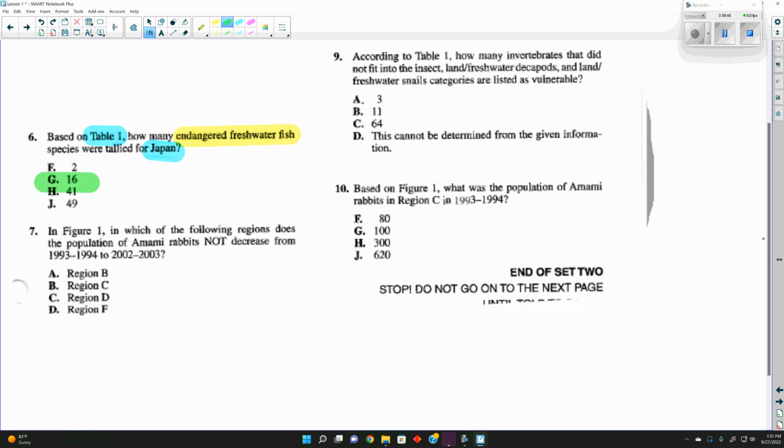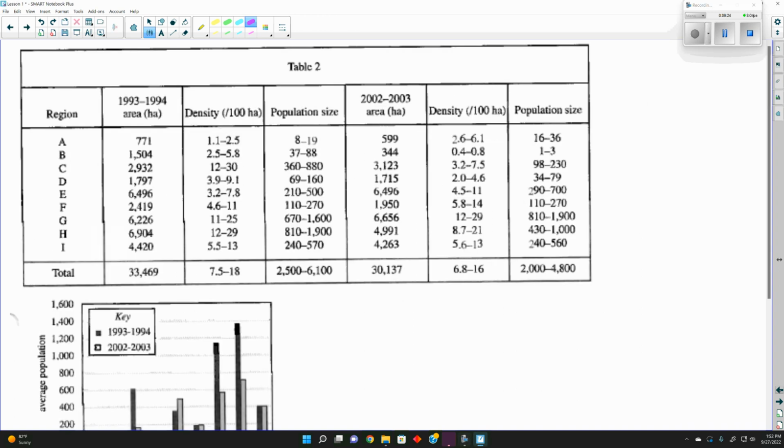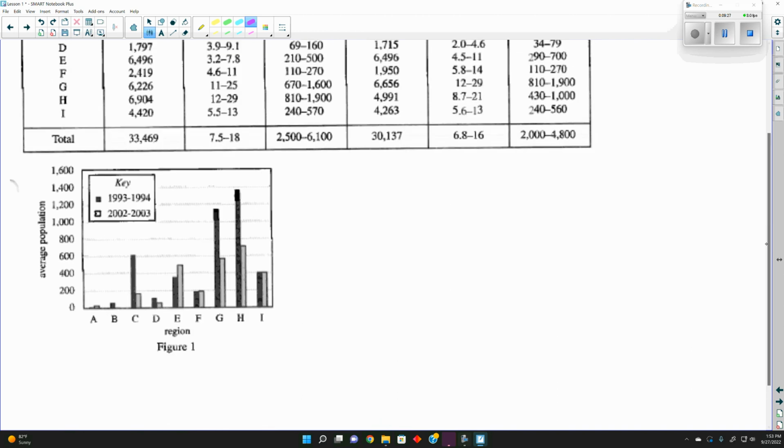Let's look at the next one. In figure 1, which of the following regions does the population of Amami rabbits not decrease from 1993 to 1994 to 2002 to 2003? So 2 to 2003. What else is going to be important? In figure 1. So we're looking in figure 1 for the rabbits between 93. So let's look back at figure 1. So figure 1 is this chart here.